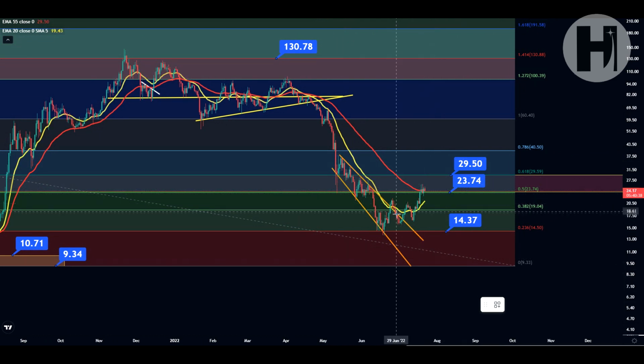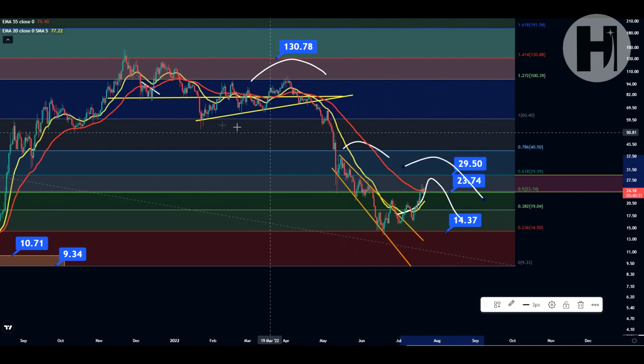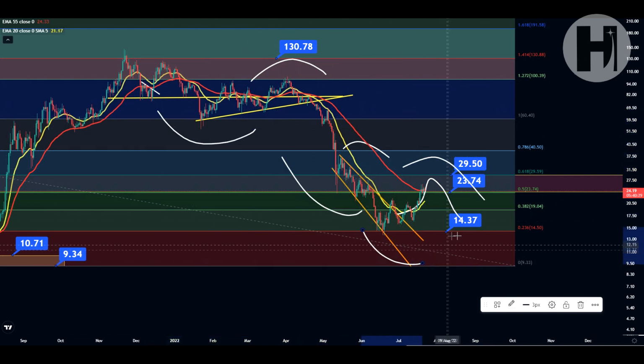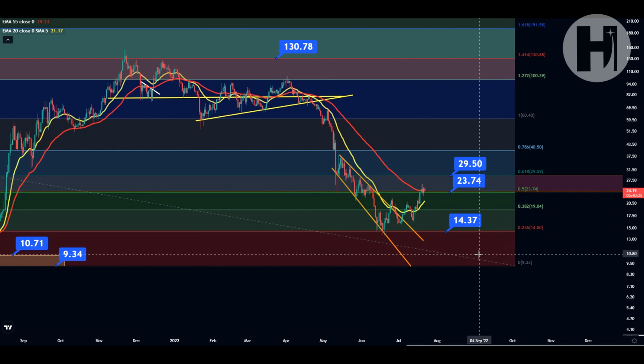So if you run into $27, $28 and you come back down, you're still creating a lower high and you're still adhering to this downtrend, right? And you have to be breaking key resistance areas in order for you to be bullish. So we did break above the 55 on the daily right now, but we're slightly below it at the moment.